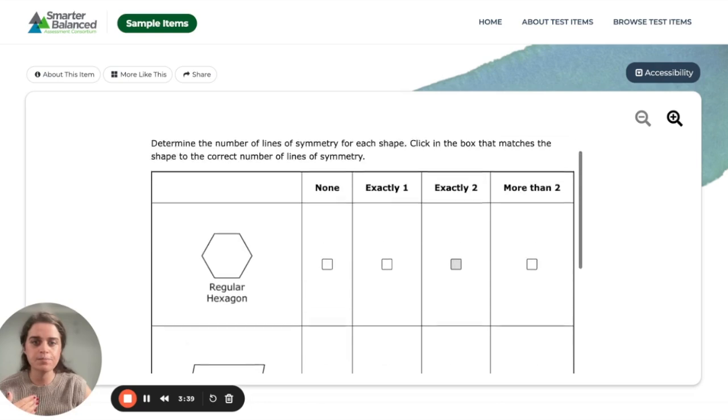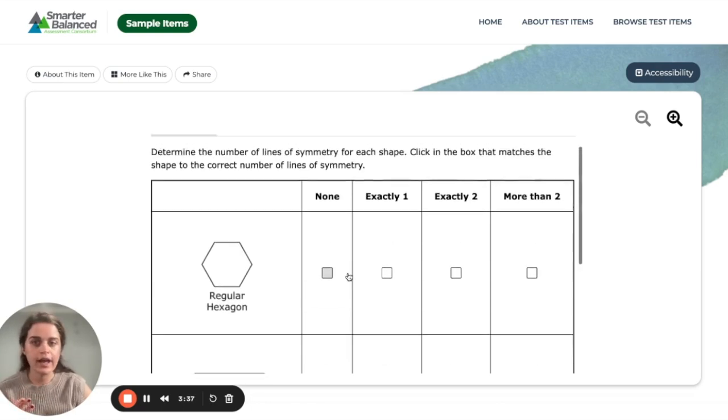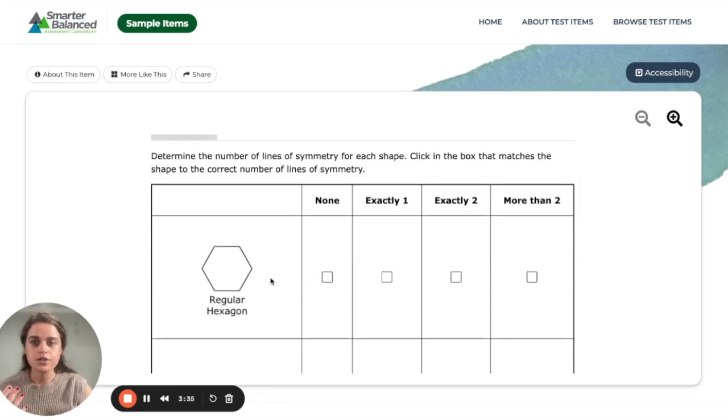We'll look at another 4th grade example. This one has to do with shapes. Once again, we're really only looking at the rows. All the students are doing is deciding the number of lines of symmetry and what they think fits with each shape. There's no prompt that they're working within.